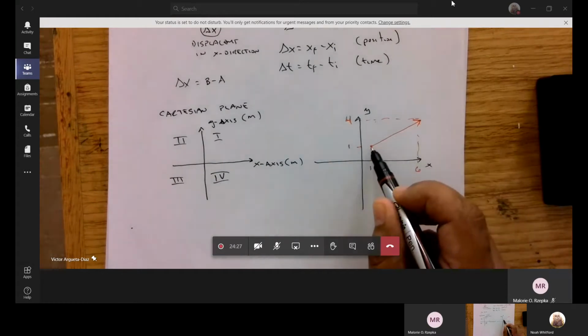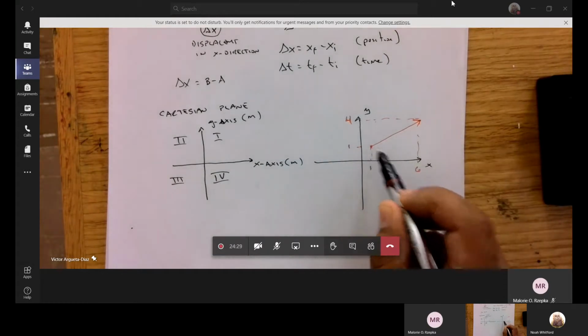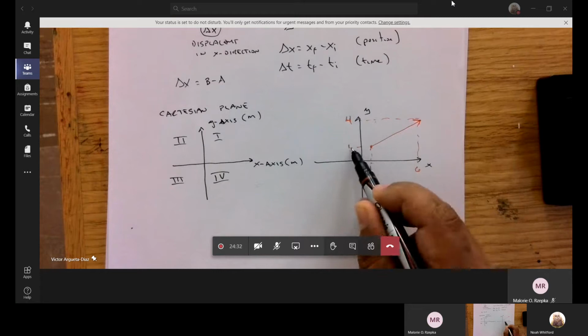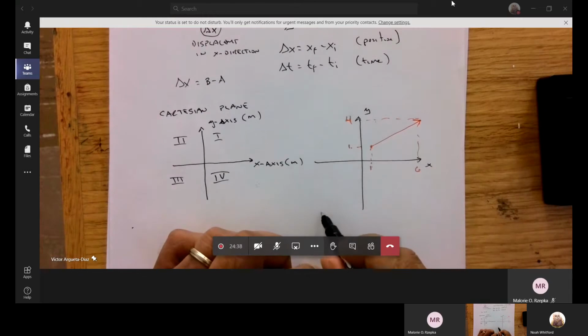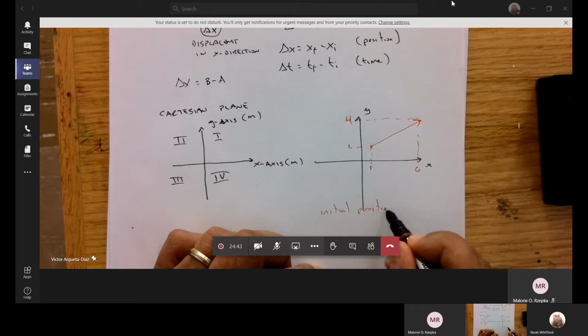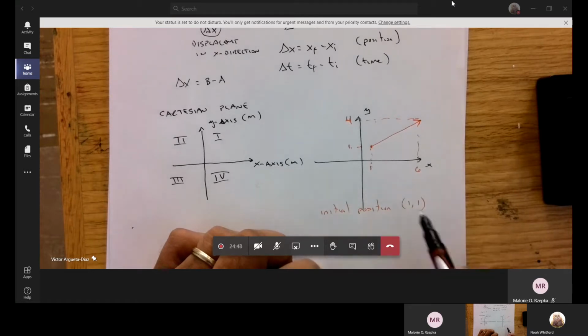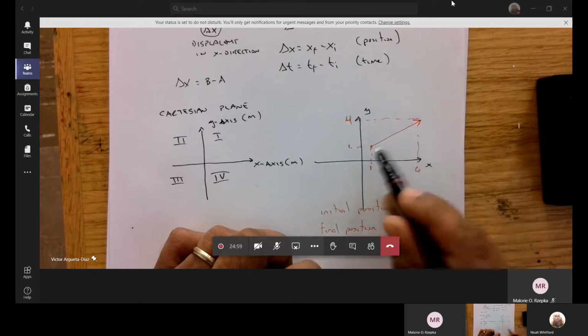So I'm going to say my initial point of the vector is at a coordinate 1 position in x, and 1 in y. So the initial position is going to be (1, 1). So that (1, 1) represents the point in space. The final position, well, that will be (6, 4).